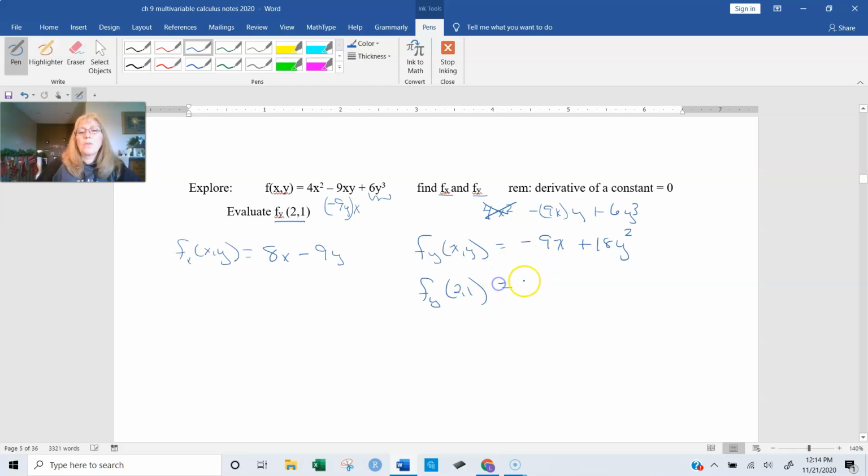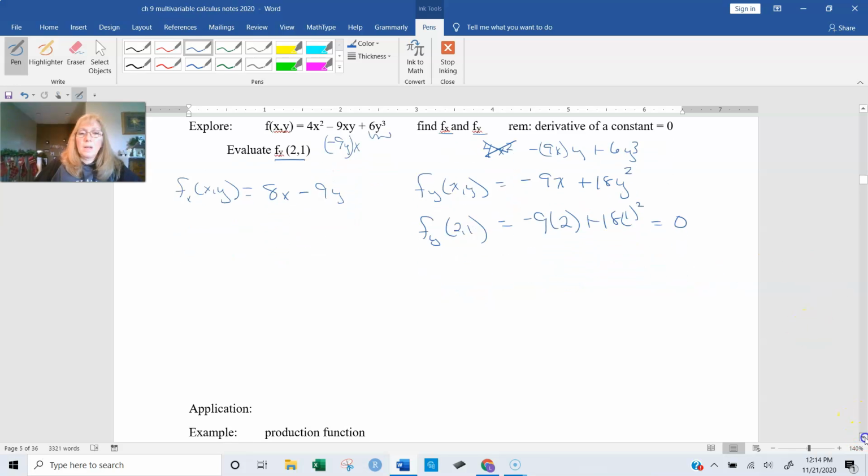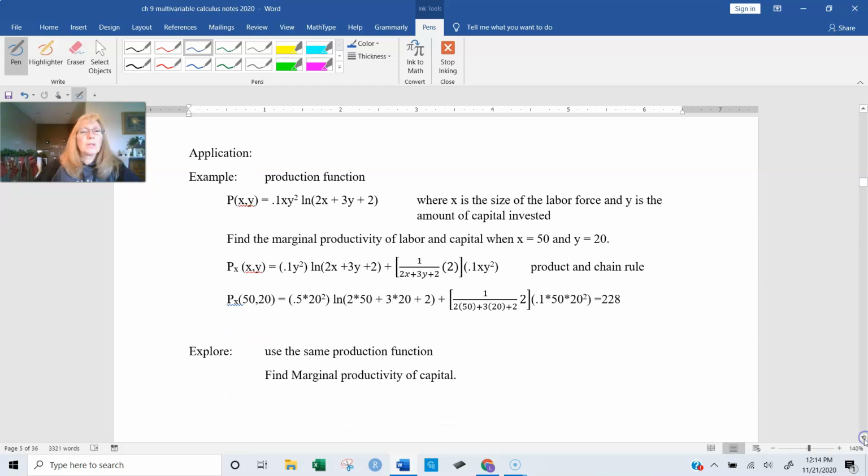Now I asked you to evaluate f sub y, so that's this one, at 2, 1. So we plug in the 2 for x and the 1 for y. When you did that, your answer should have been 0. I hope you did well. Be careful with your negatives when you're doing those.